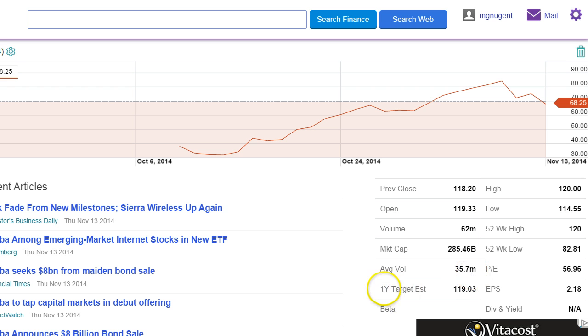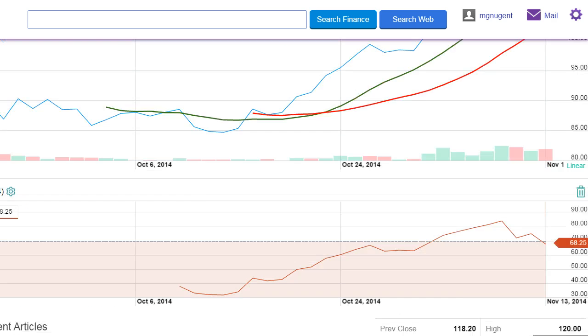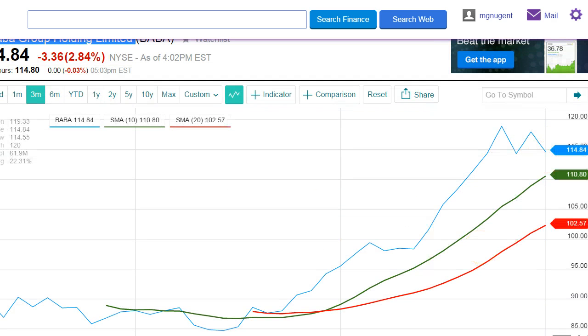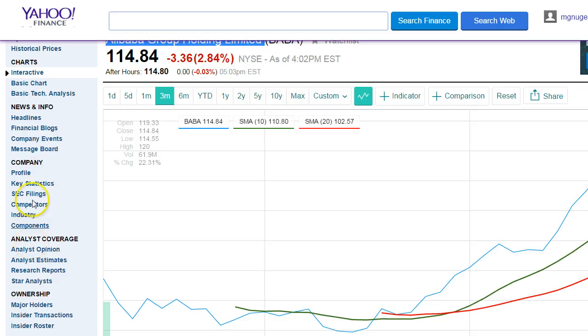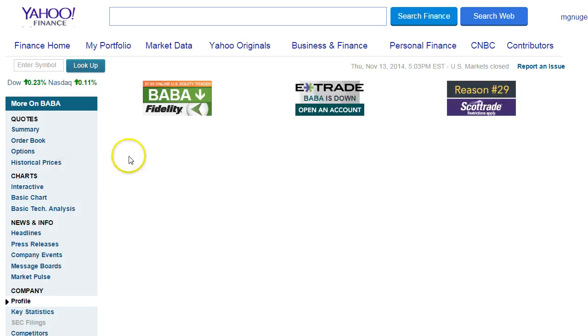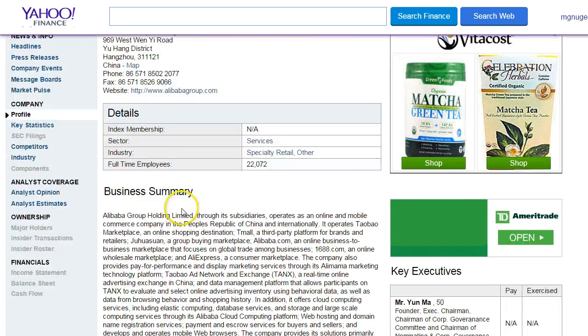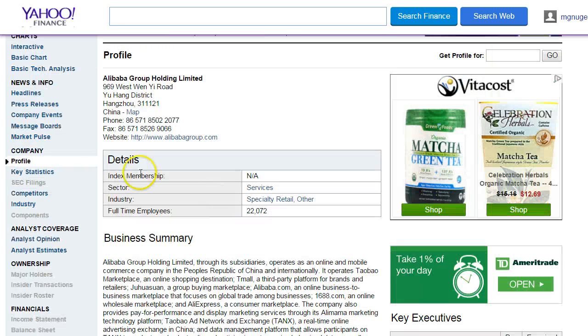And we have the one-year Yahoo target of 119, based on estimated growth in sales and earnings. At one point it surpassed that 119, and today it ended at 114, so it's back down below its target. So let's look at some key statistics. This also is a good profile, a good area just to get some ideas about what the company does and where they make their money.